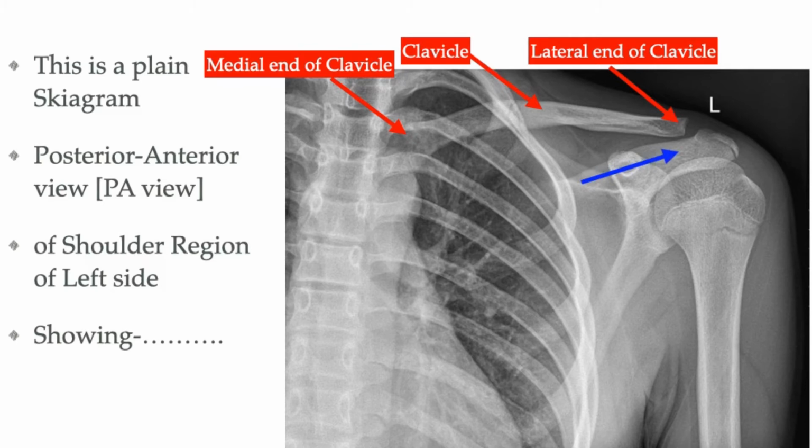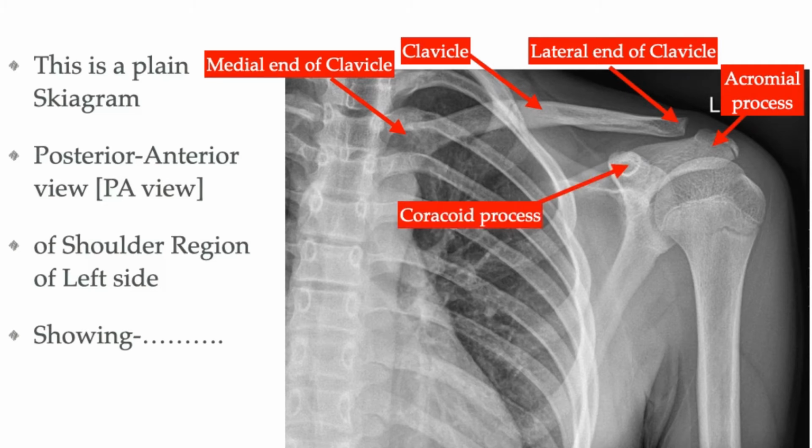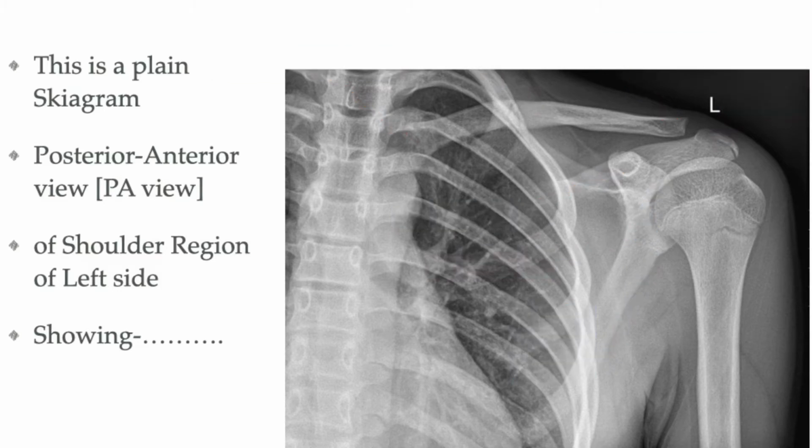This is the spine of scapula, which is becoming continuous with the acromial process. This is the tip of coracoid process. This is the glenoid cavity. This is the lateral border of scapula. Now, this is the head of the humerus.